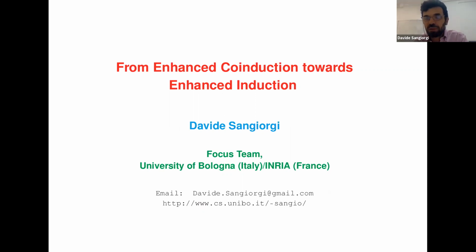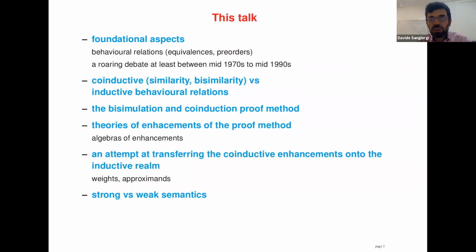coming to the talk, this is going to be a rather foundational talk because I will talk about the nice old behavioral relations, both equivalences and the preorders. This is something that is fundamental for any reasoning techniques. There are very many behavioral relations, and I refer for this to the well-known spectrum paper by Rob van Glabbeek. In fact, in the previous session, Rob has added even one more equivalence to the spectrum. And the debate on what is the best behavioral relation has produced many words, both written and spoken, with a debate that has been particularly intense between mid-70s and mid-90s.